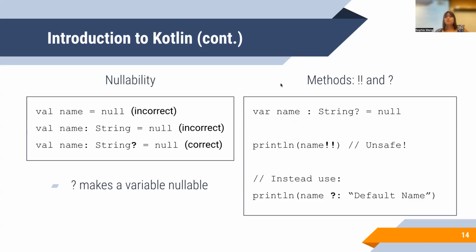And then in terms of nullability, we have two methods. These exclamation marks are basically you guaranteeing that this variable is not null. So say this name is null, but when you put these exclamation marks here, you're saying this name is not null, even though it is. That's why we marked it unsafe. But if you use this question mark, here you're saying name, if it's null, then put default name. Otherwise, you're just going to print name.